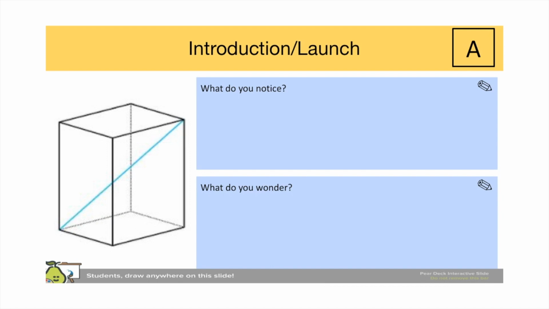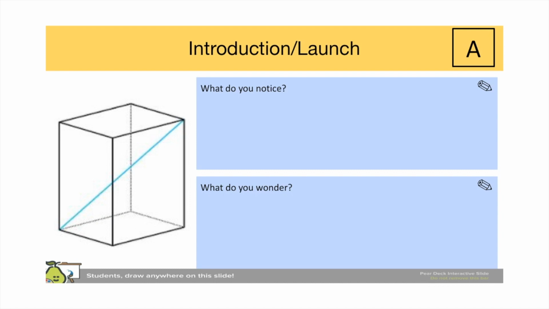Some students might say it's a rectangular prism. Some students might say it's a cube. You might want to let students know that it is not necessarily a cube, especially when you don't have the measurements. And just by looking at it visually, you can see that not all the sides are of equal length.